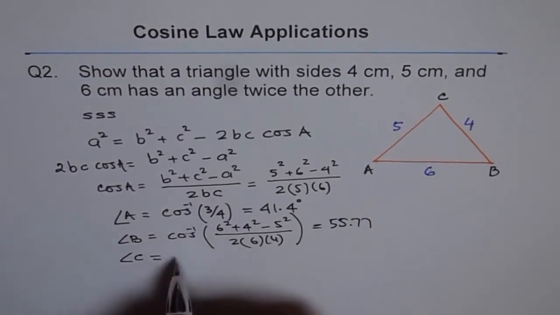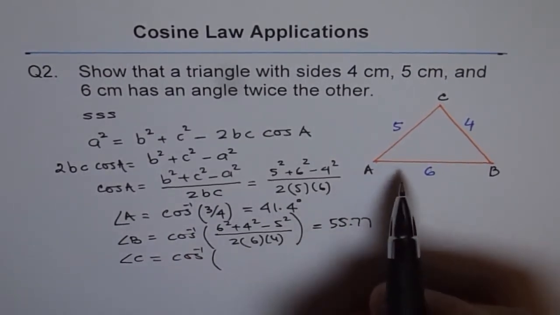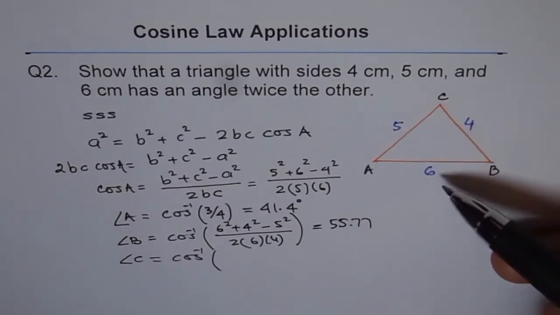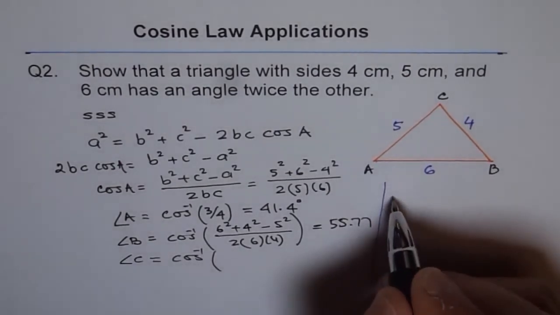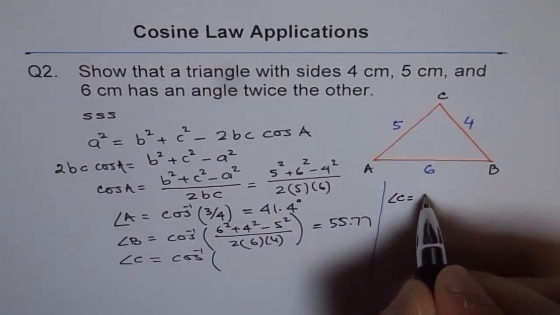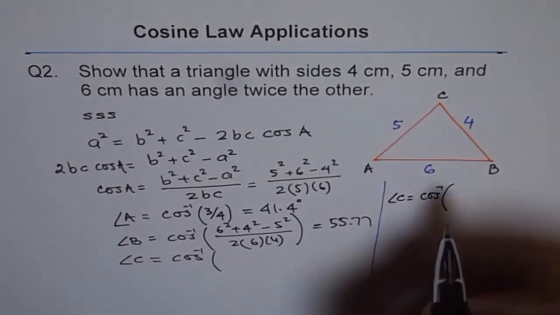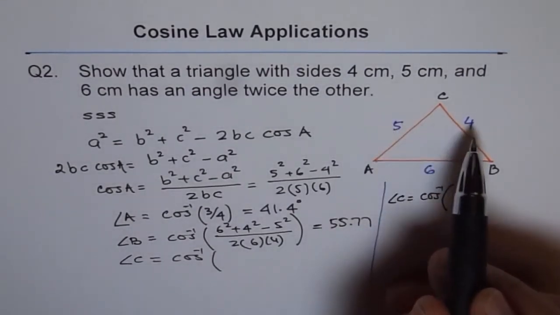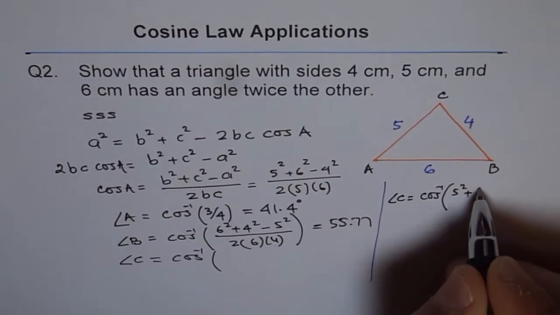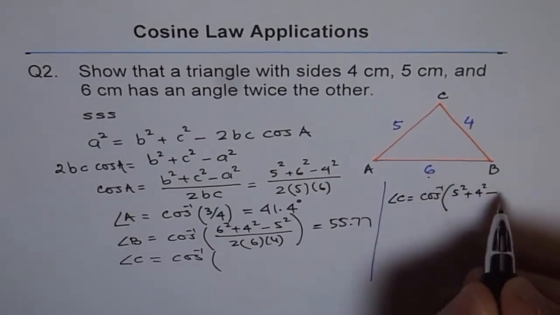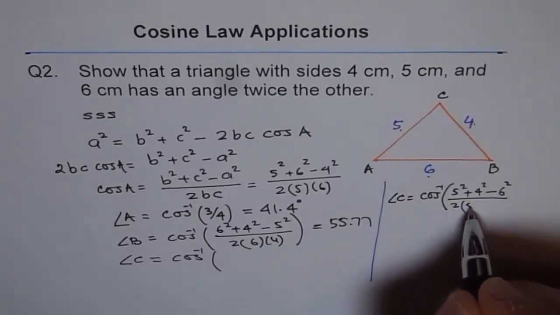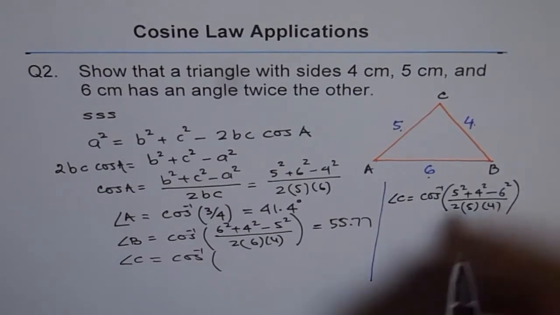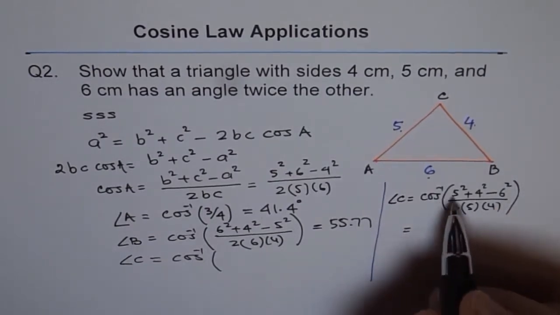Now angle C is equal to cos inverse of, C is this side. I'm doing these calculations again and again to show you exactly how to get the answer. Let me do it here itself so that it's better for you to see how we are doing it. Angle C is equal to cos inverse of the squares of these two sides. We'll add them: 5 square plus 4 square minus the opposite side, 6 square, divided by 2 times these two sides, 5 times 4. Do you see that? That is angle C. So we can calculate this.